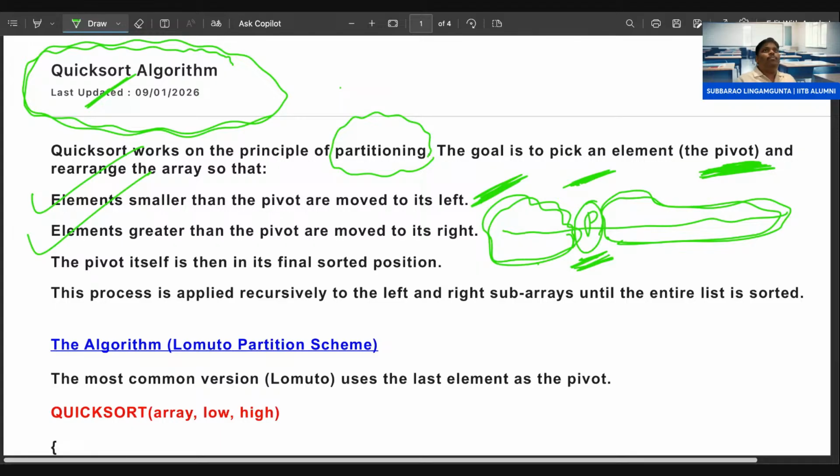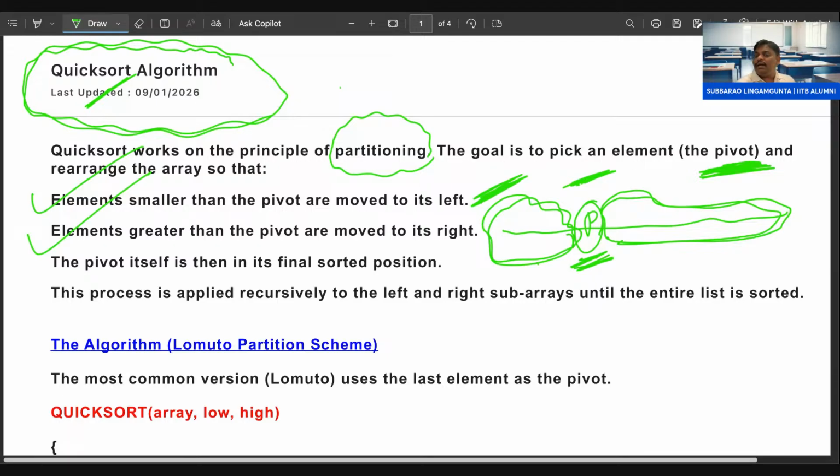Suppose you are at a particular place, and the left side has no issue and the right side has no issue. That means you are at the correct place. What is the meaning of being at the correct place? The left side is saying we don't have any issue with you, and the right side is saying we don't have any issue with you. That is the meaning of sorting.